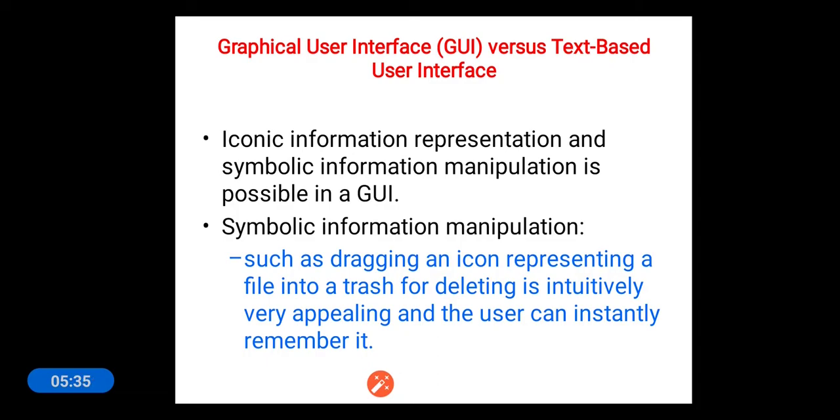Coming to the iconic information representation, this is generally available in our mobile phones. Iconic information representation and symbolic information manipulation are possible in a GUI. The best example of symbolic information manipulation is when you want to delete a file: you simply select that file icon and drag it towards the trash, that is, the recycling bin. That is a kind of symbolic information manipulation.